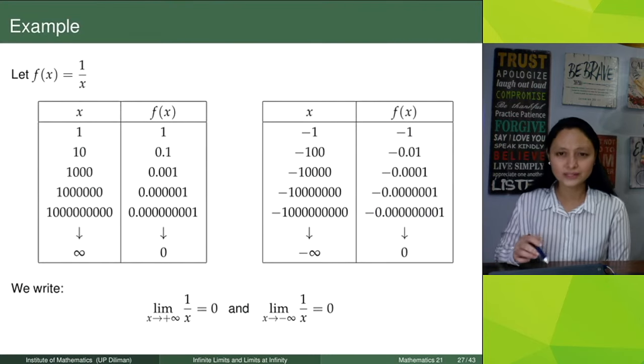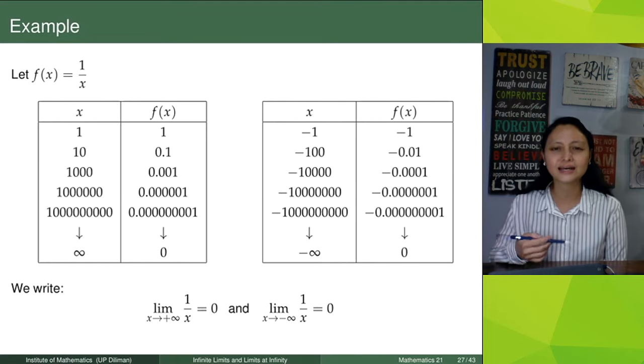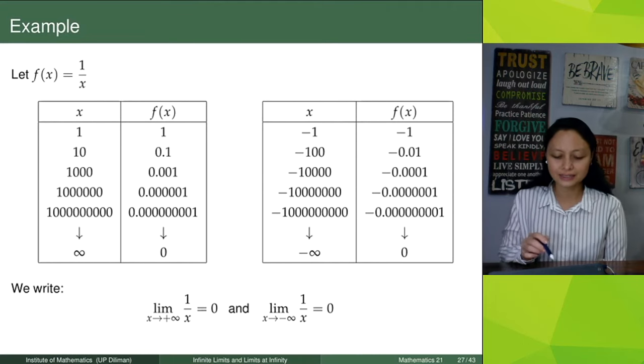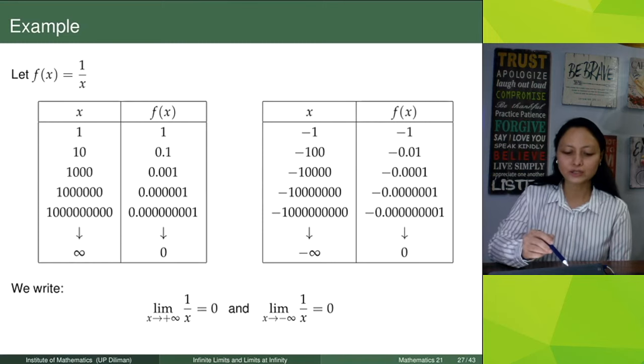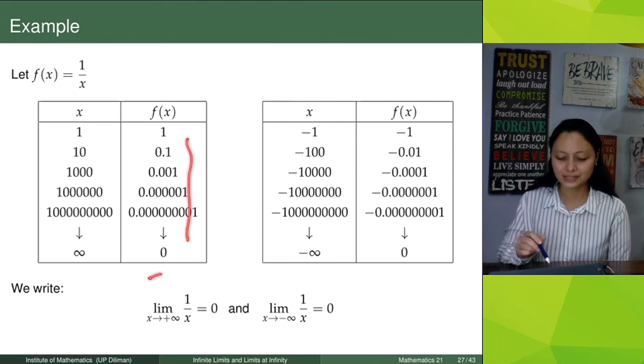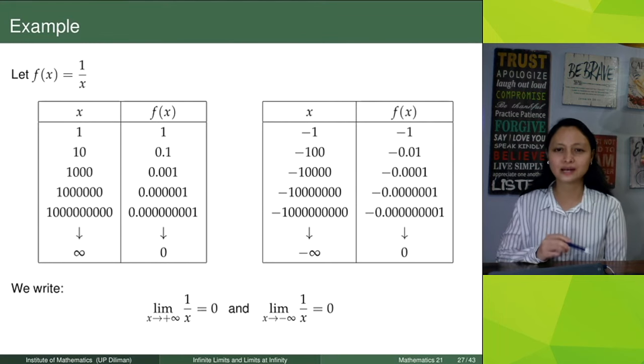Okay, so yung illustration natin kanina, if we write it in those notations, we say that the limit of 1 over x as x approaches positive infinity is 0. Okay, so as x approaches positive infinity, yung value ng f of x ay palapit sa 0. So eto, this is how we write that.